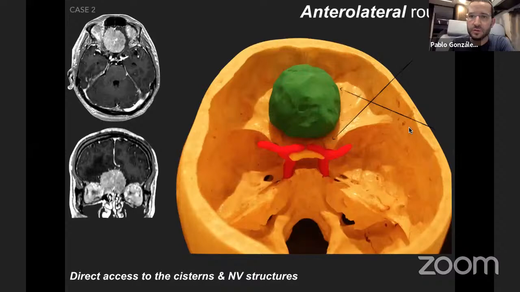So why do I like these anterolateral routes more? First of all, I'm influenced by my colleagues and professors, Professor Benes from the Czech Republic and Professor Daniel from Switzerland. They are always promoting these anterolateral routes, and I really like them. And let me try to show you why.